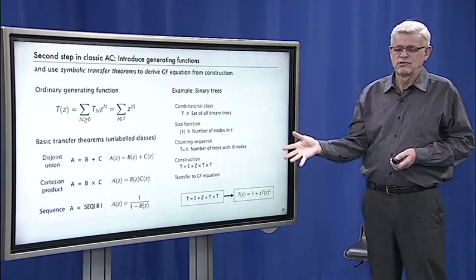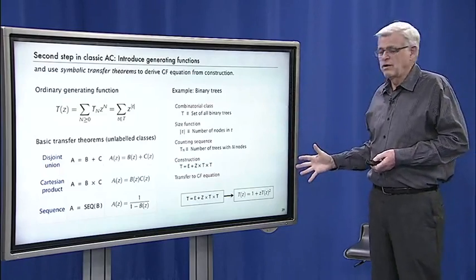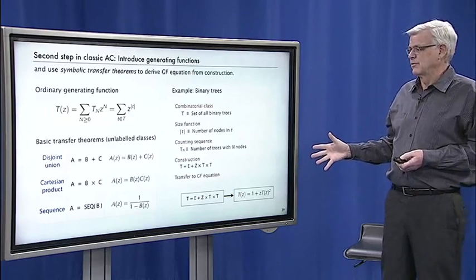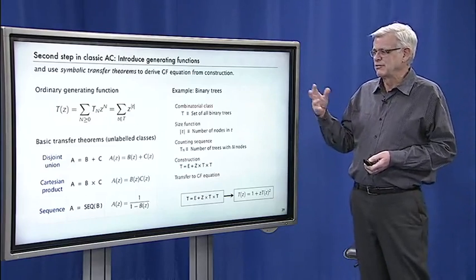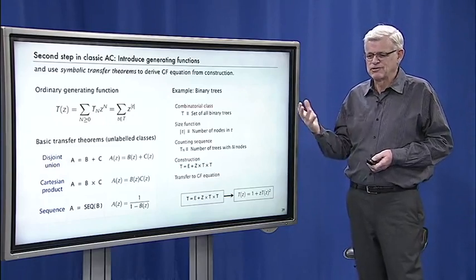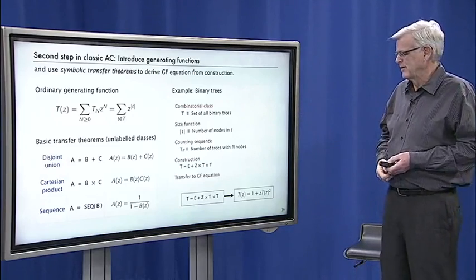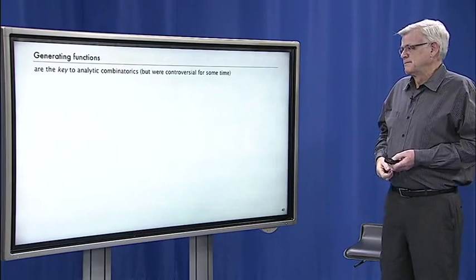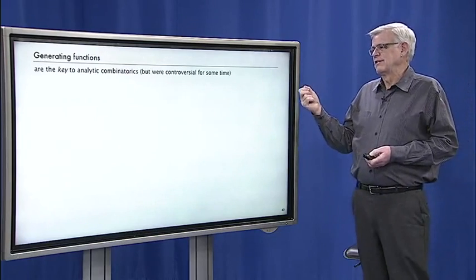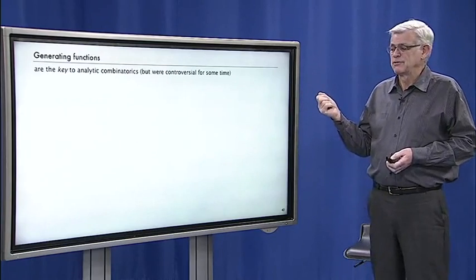We have many other constructions, but for all of them there's associated transfer theorems. Nowadays that's what we mean by a combinatorial construction. That's one for which we know a good transfer theorem. So generating functions are the key to analytic combinatorics.